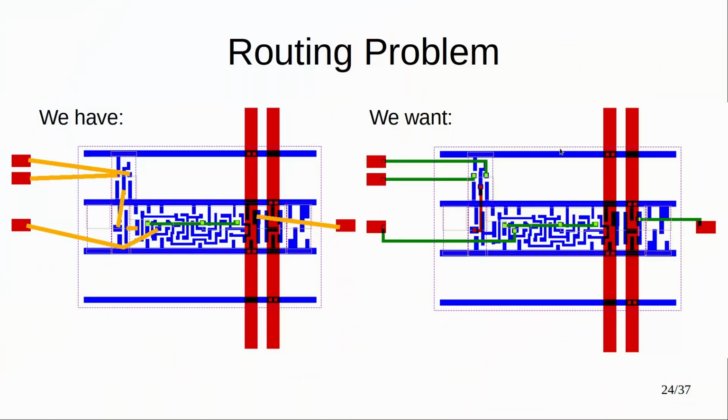Speaking in images, what we have before we need to route the circuit is a couple of cells which are placed on the chip. We know how they're connected, but we don't yet know where the wires exactly go. That's here shown as these orange lines. And on the right is what we want. We want nicely drawn wires which adhere to the design rules.